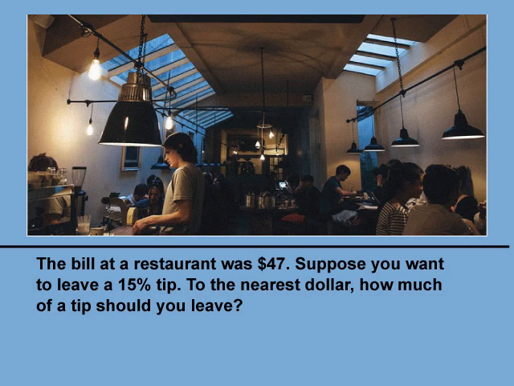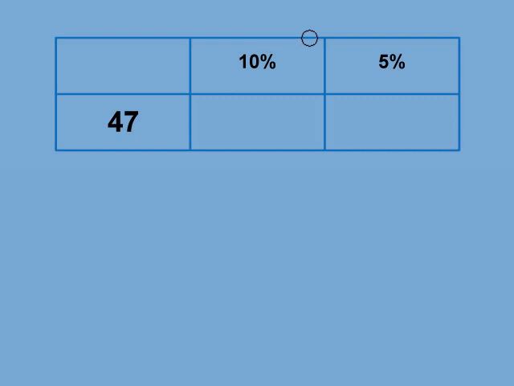Let's look at a final example. The bill at a restaurant was $47. Suppose you want to leave a 15% tip. To the nearest dollar, how much of a tip should you leave? A simple way of finding 15% of a number is to break the calculation into 2 simpler ones. Calculating 10% and then calculating 5%.